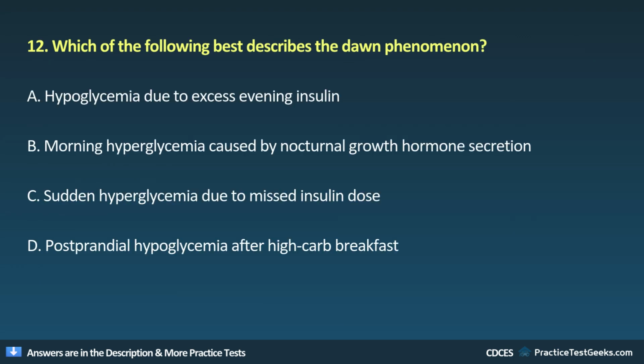12. Which of the following best describes the dawn phenomenon? A. Hypoglycemia due to excess evening insulin. B. Morning hyperglycemia caused by nocturnal growth hormone secretion. C. Sudden hyperglycemia due to missed insulin dose. D. Postprandial hypoglycemia after high-carb breakfast.